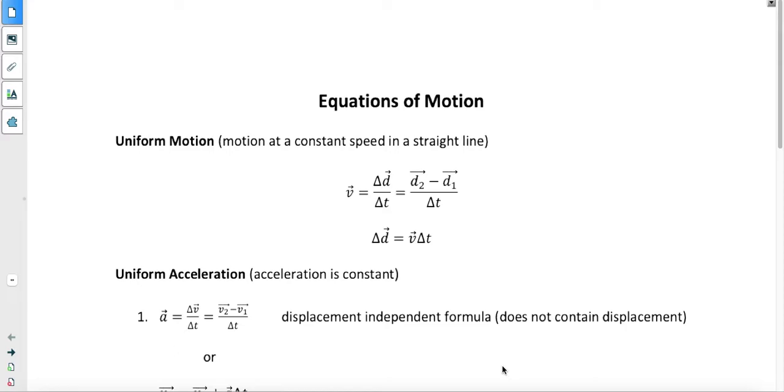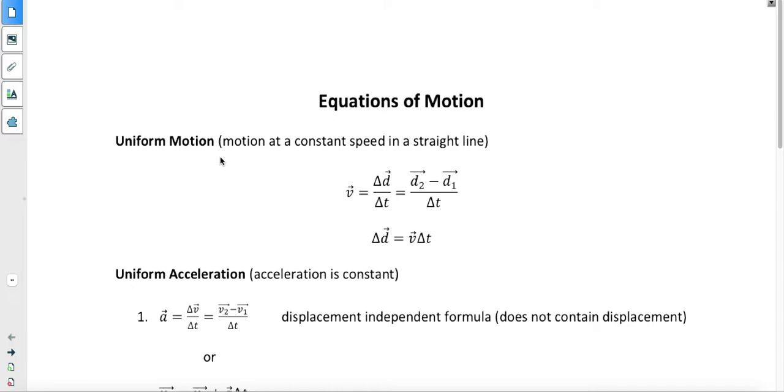Hi everyone. In this video, I'm going to go over the equations of motion, and specifically some of the applications of these equations of motion. So far we've considered two different scenarios here. So we've considered uniform motion. So that's motion that travels at a constant speed in a straight line.